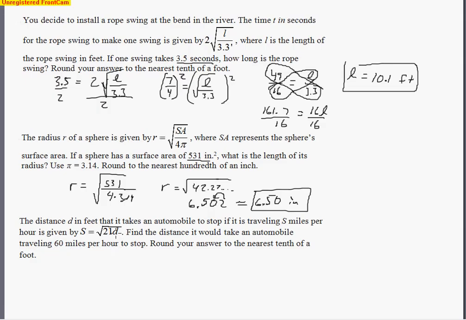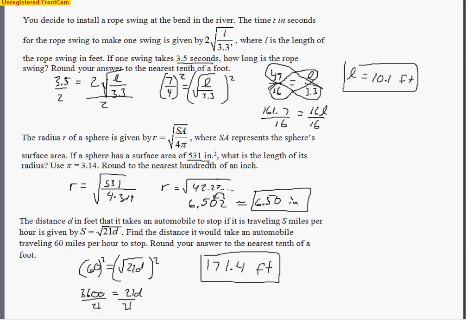So we don't know that distance, but we do know that speed of this automobile. 60 miles an hour equals the square root of 21d. So I'm going to square both sides. It's going to cancel out the radical sign, leaving me with 3600 equals 21d. So I divide by 21, and that'll give us our answer. So when I do that division, we end up getting 171.4 feet. Quite a distance it takes for that automobile to stop.